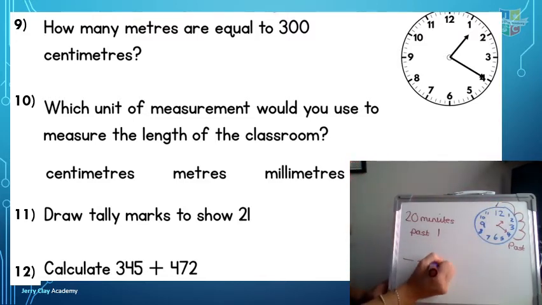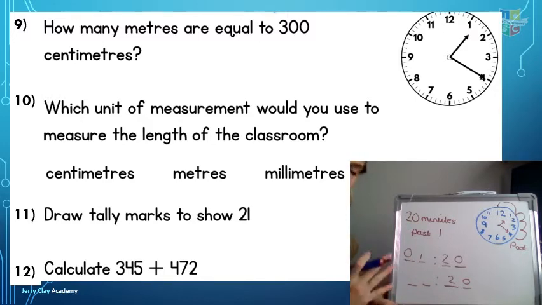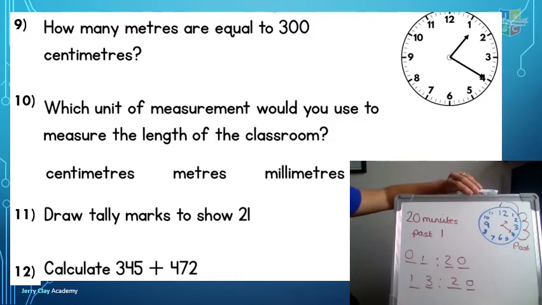Now if I was to write this as a digital clock, remember the right hand side where we put the minutes is how many minutes past, which we already know is 20. And we know it's past 1, so it would be 0, 1. And then to turn it to PM, we would add 12, which will be 13:20. So well done if you got those correct.